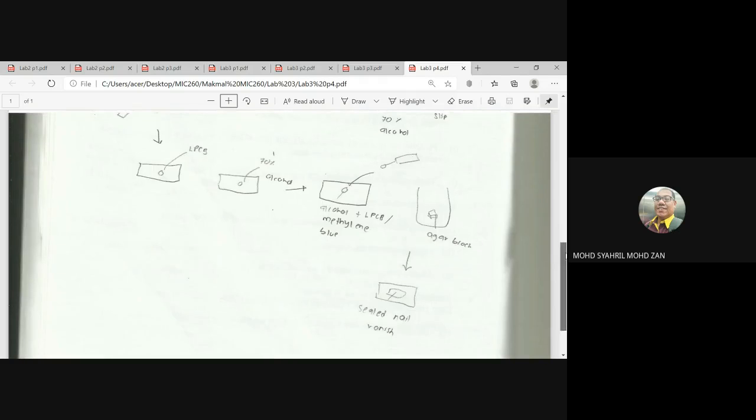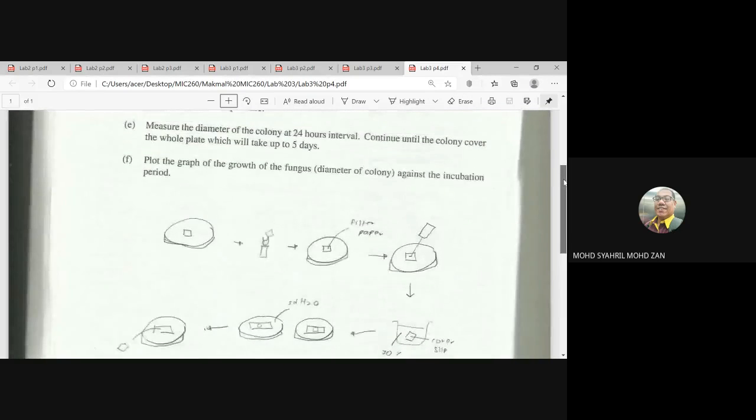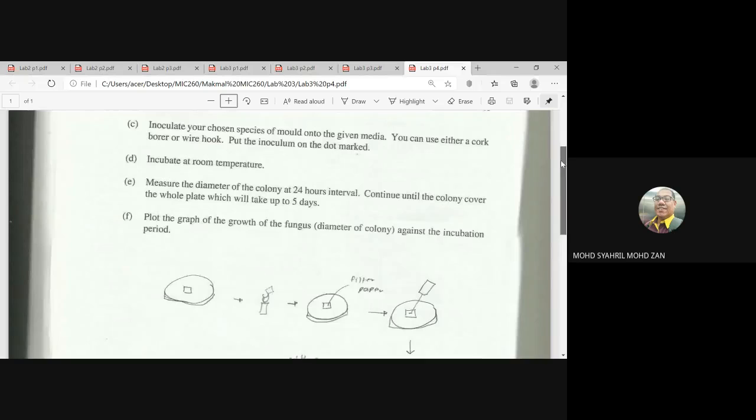Okay, this is experiment number 3. So for the last experiment, we have to plot a graph of the growth of the fungi against incubation periods. Okay.